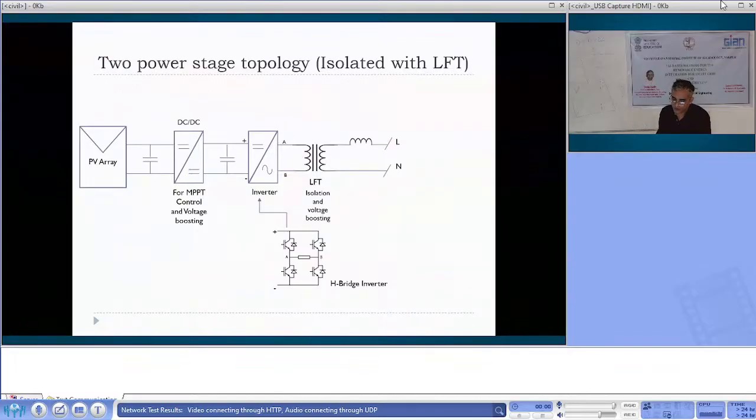So the technique that we use here, we generate a pulsed waveform, not exactly square, a pulsed kind of waveform, like this.